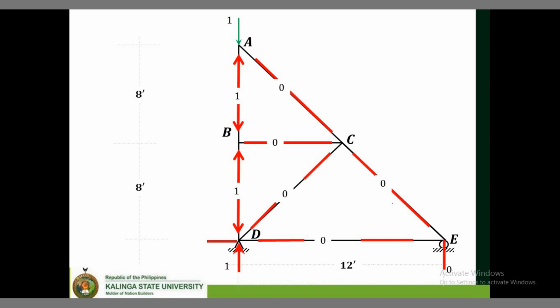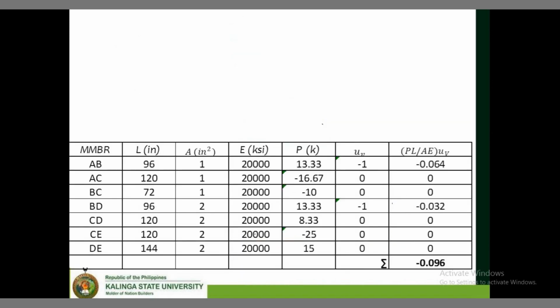So, itong figure na nakikita ninyo sa inyong screen, that is the U system. Step 2 po yung nakikita ninyo. Okay? After that, i-table natin para mas madali. Parang yung previous examples lang. Now, itong U na ito, UV yung ginamit ko, which indicates ang kinukuha ko dito ay yung vertical deflection at joint A.